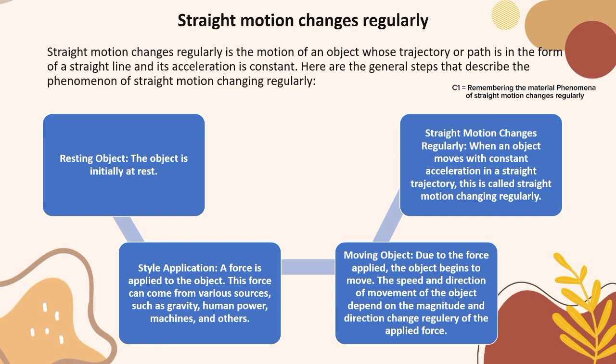Moving object: due to the force applied, the object begins to move. The speed and direction of movement of the object depend on the magnitude and the direction of the applied force. The last, uniformly changing motion: this occurs when an object moves with constant acceleration in a straight trajectory. This is called uniformly changing motion.